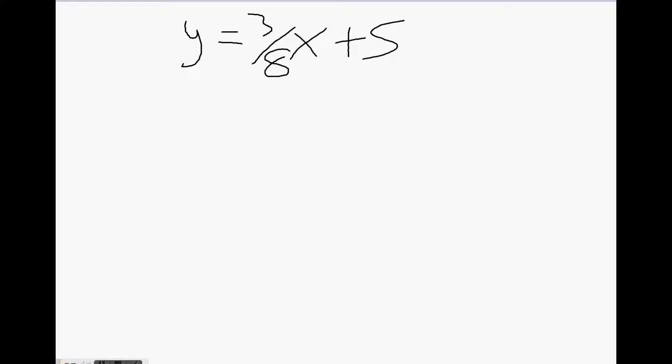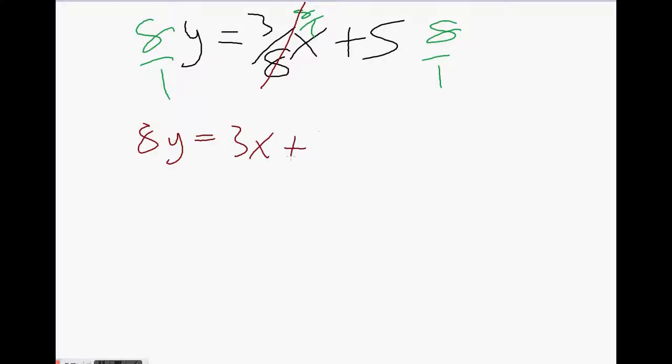We need to get rid of that 8 as a denominator and bring it over to this side somewhere. So in order to do that, we have to multiply each term by 8 over 1. We're going to multiply this by 8 over 1, multiply this by 8 over 1, and multiply this by 8 over 1. By doing that, these cross out. So then you're left with a new line of 8y equals 3x plus 40. Right? So we are about halfway done.